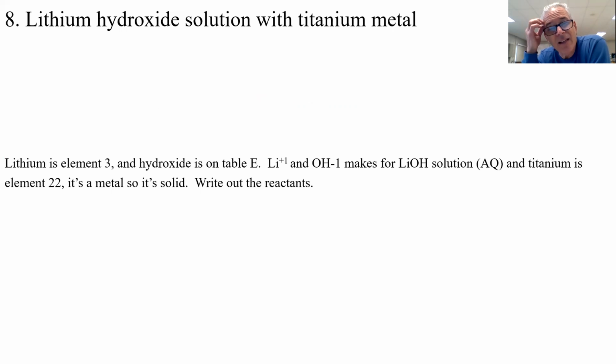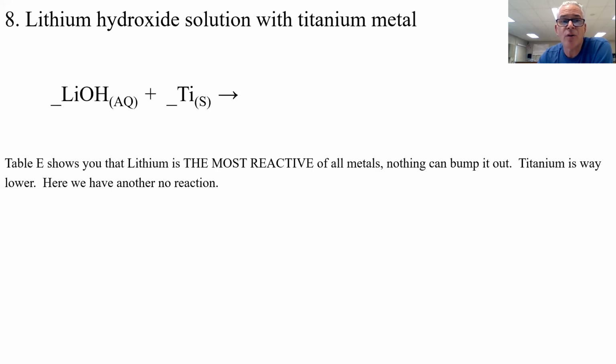Number 8, lithium hydroxide solution. So that's aqueous, and titanium metal. Now, lithium is element 3. Put your finger in a box. Lithium makes a +1 ion. Hydroxide makes a -1 ion. That's on table E. So the formula is going to be LiOH, aqueous, and titanium is metal. It's element number 22. So this is what it's going to look like. Lithium hydroxide plus titanium metal arrow.